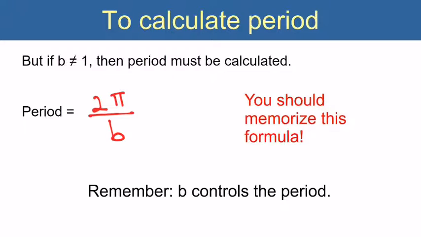You should memorize this formula, because at any time you might have to calculate the period and you need to know the formula. So 2 pi over b, and remember b controls the period and no other variable controls period, just b.